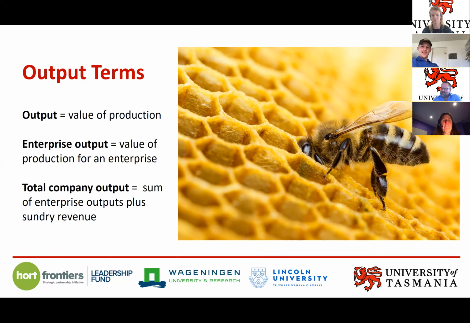So our output, our value of production, usually relates to the quantity of the production and the value of that in terms of its price that is received. We talk about enterprise output, so the value of a production for a particular enterprise. And then we can talk about the sort of total output in relation to our business. So the sum of the enterprise output plus any additional revenues that we might achieve.